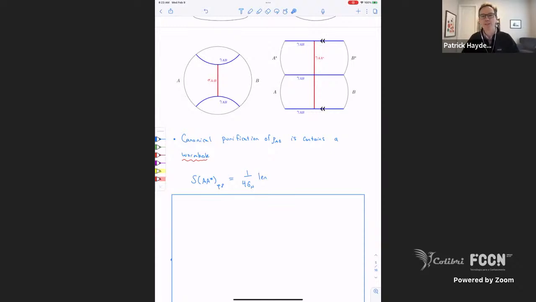And so I want to consider bulk surfaces that are homologous to AA star. And so those are basically going to be loops, right? Like this one here. I want to find the one of minimal area. And so the one of minimal area is sort of the one that's going to cut the narrowest cross section. And it's the length of this gamma AA star.